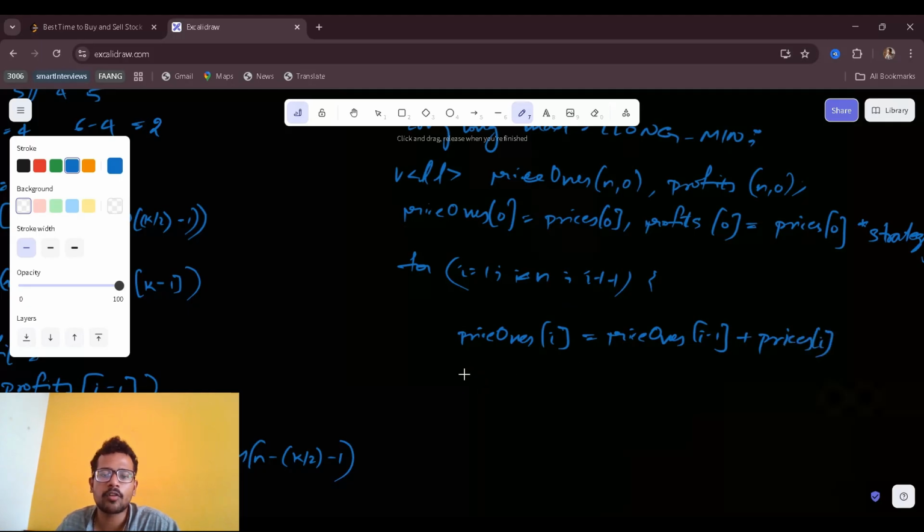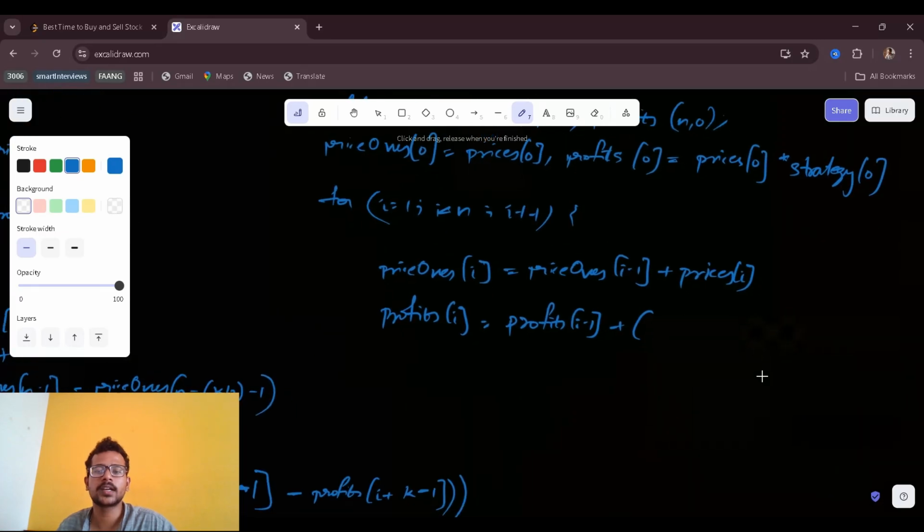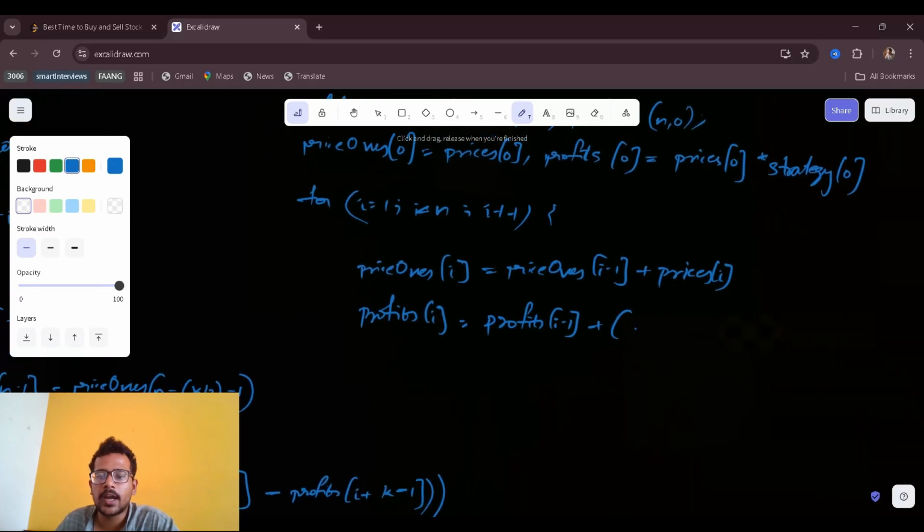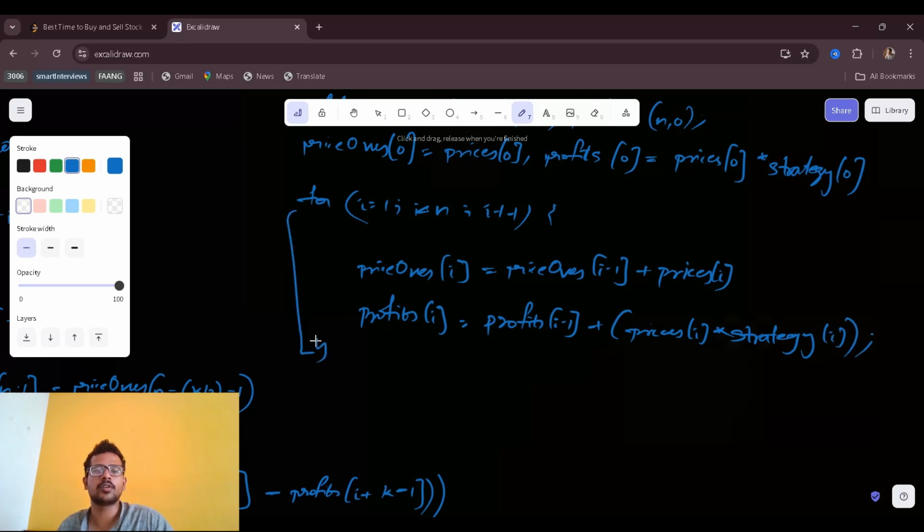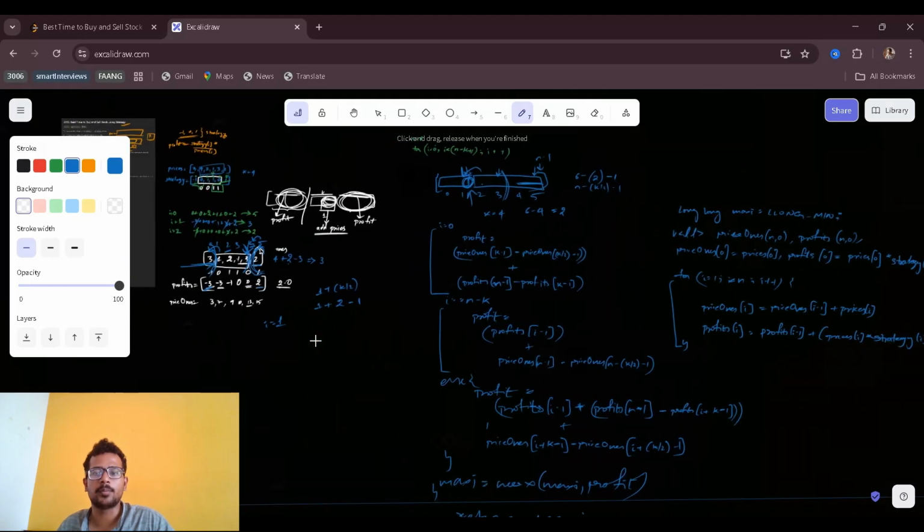Now, how do I get the profits? Profits of I is equal to profits of I minus 1 plus the current profit. How do I get the current profit? I get it by prices of I into strategy of I. So I get this prices ones and profits prefix sum.